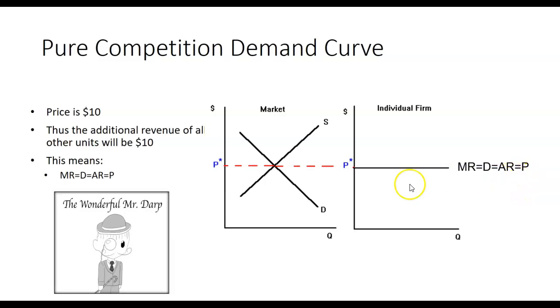Now on the AP exam, don't just write Mr. DARP. Apparently people used to do that. I'm not sure why, because the equation is you have them equal to each other. Typically you need your marginal revenue and you need your demand curve.